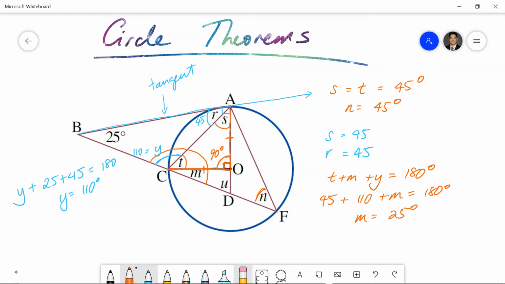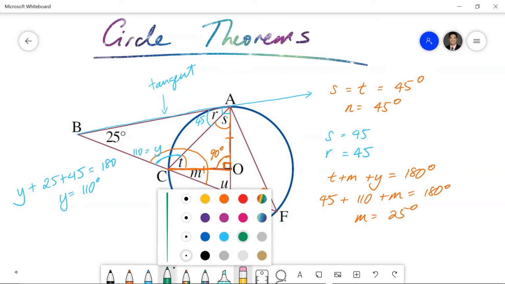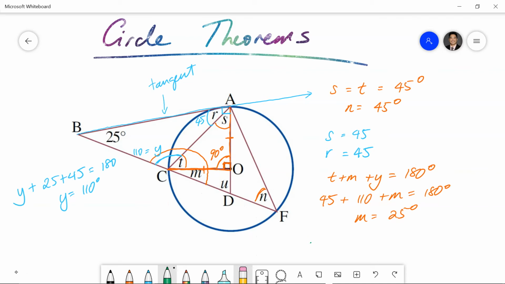The final angle that we need to work out is angle U. And because this is 90 degrees, this should be 90 degrees. We also know what M is. So therefore, 25 plus 90 plus U is equal to 180 degrees. And then U should equal 65 degrees.